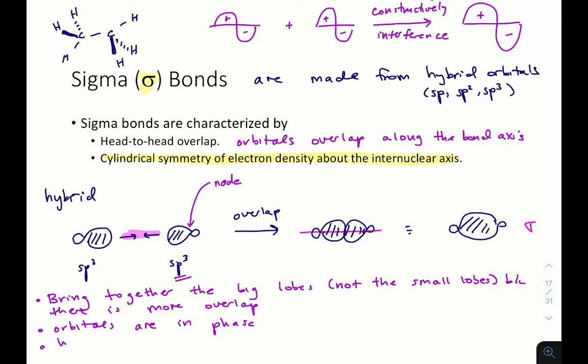Again, we have this head-to-head overlap that makes the sigma interaction rather than a pi interaction, right? So if we brought those two orbitals together like this, that would be a side-to-side interaction, and you're not going to have very good overlap. You would have maybe decent overlap with the big lobes, but the little lobes can't reach. They can't overlap. It's not going to work out very well. So this does not happen for hybrid orbitals. So those are sigma bonds.